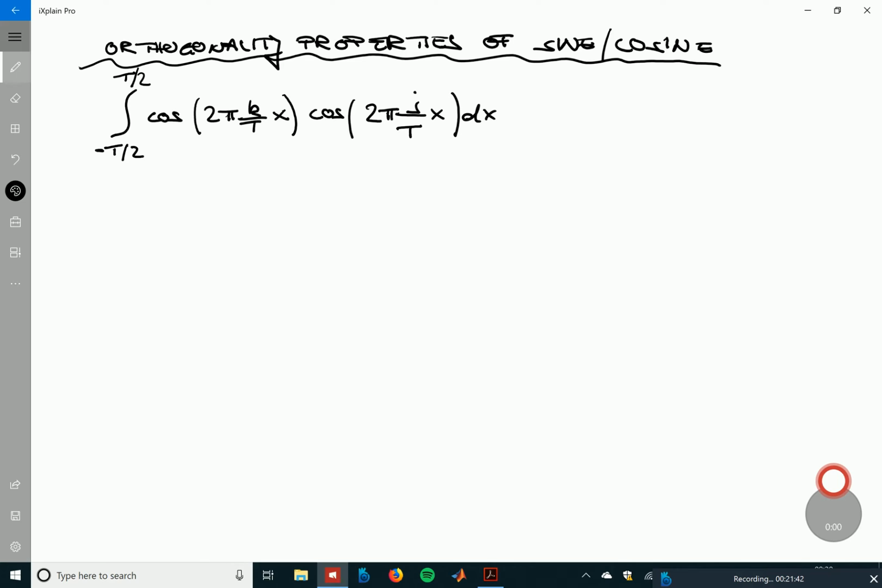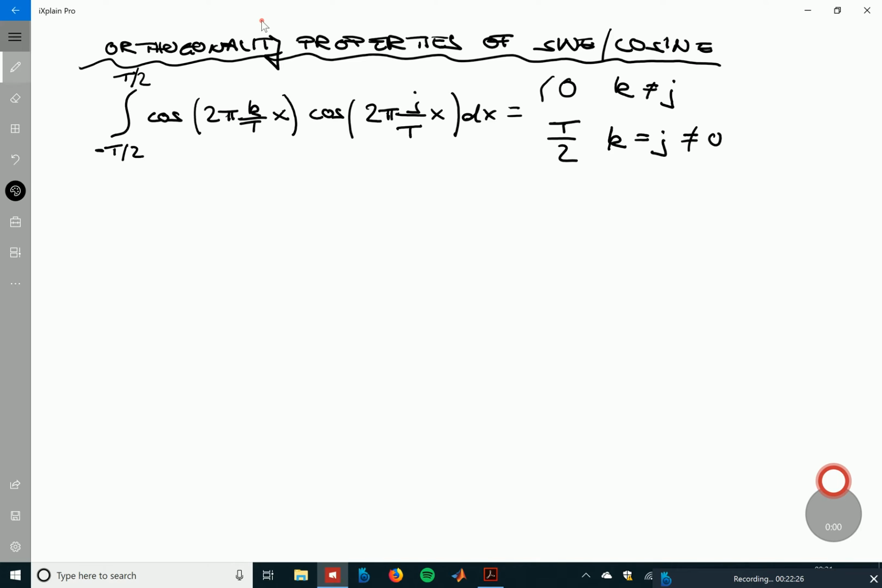So if you have a cosine of circular frequency kt and a cosine of circular frequency jt, and you multiply them, and then you integrate the result from minus T half to T half, where T is now just a number, you get the following. You get 0 if k doesn't equal j, and you get T half if k equals j and both of them are not 0.